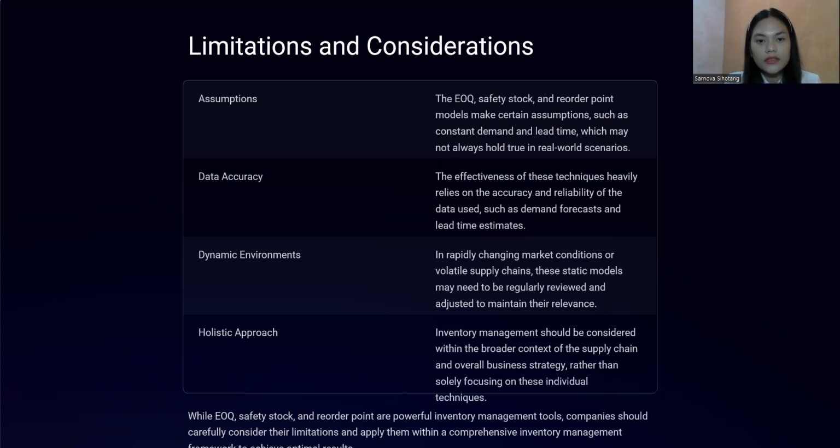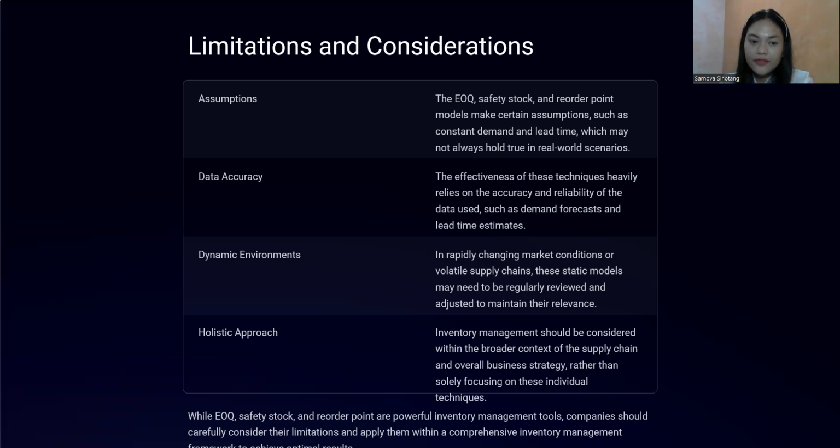Limitations and considerations. Assumptions. The EOQ, safety stock, and reorder point models make certain assumptions such as constant demand and lead time, which may not always hold true in real-world scenarios. Data accuracy. The effectiveness of these techniques heavily relies on the accuracy and reliability of the data used, such as demand forecast and lead time estimates.